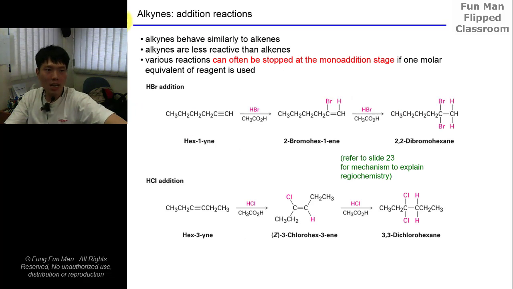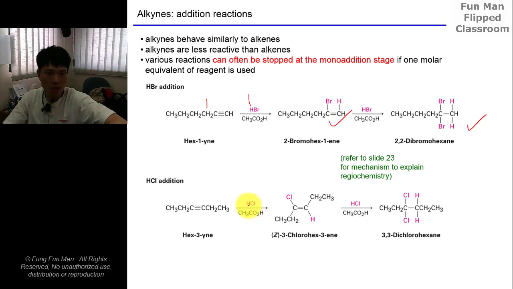Now alkynes behave similarly to alkenes, but like I said before, they are less reactive than alkenes. So various reactions can often be stopped at the mono addition stage if 1 molar equivalent of reagent is used. So for hex-1-yne, we add just 1 molar equivalent of HBr, that means it's a 1:1 ratio, which is only enough to form this, the alkene form. But now when we add excess, it can continue to react to form the 2,2-dibromohexane.